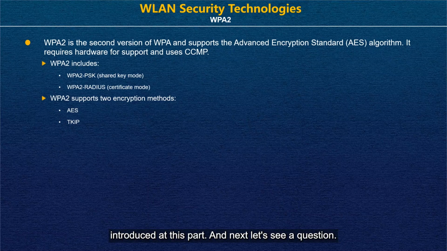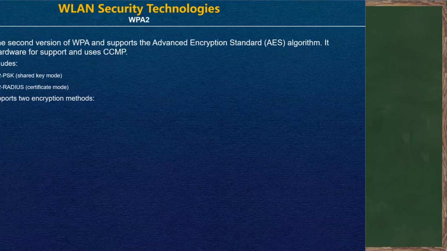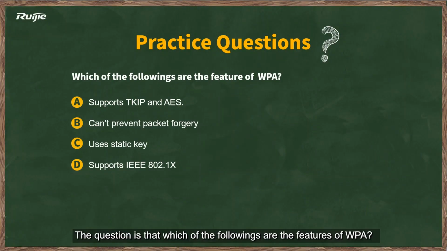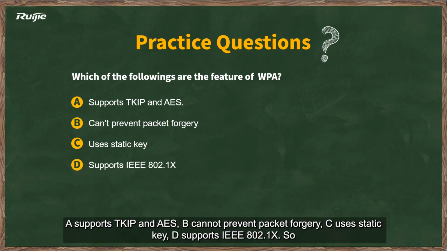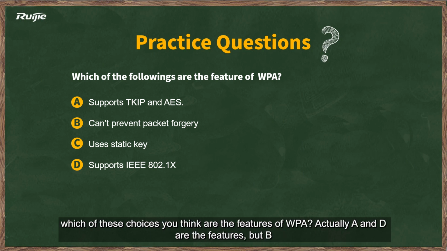introduced in this part. And next, let's see a question. The question is: which of the following are the features of WPA? A. Supports TKIP and AES. B. Cannot prevent packet forgery. C. Uses static key. D. Supports IEEE 802.1x. So, which of these choices do you think are the features of WPA?